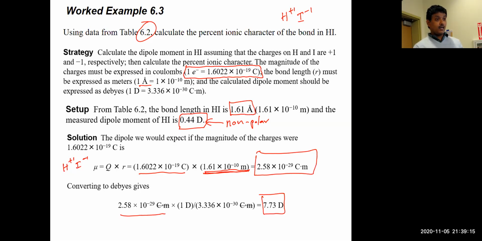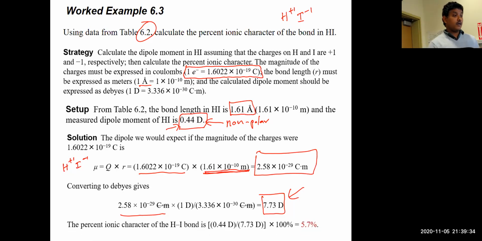Okay, so then let's calculate the percent character, because we know the actual dipole moment of HF, which is a polar bond, and now we know the dipole moment when it is an ionic bond, hypothetically. Using these two, we identify percent ionic character just by taking actual over hypothetical, assuming it is an ionic bond. And it happened to be that HF has only 5.7% ionic character.